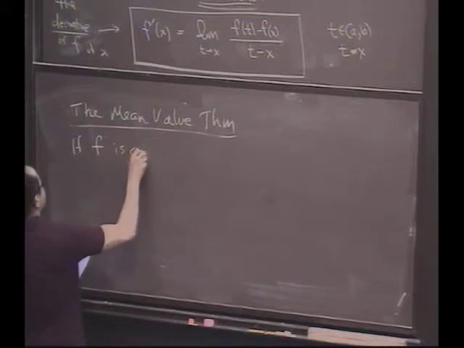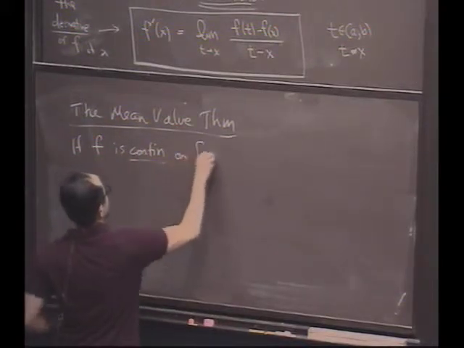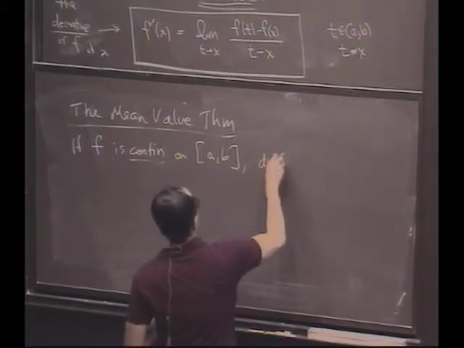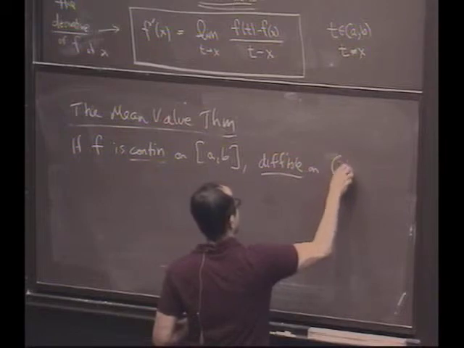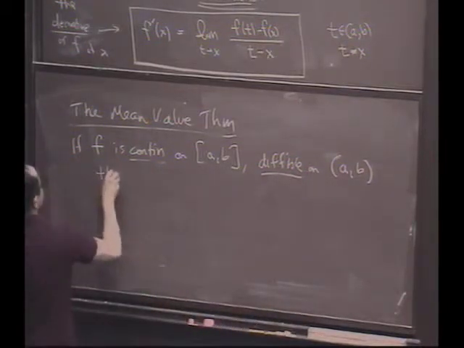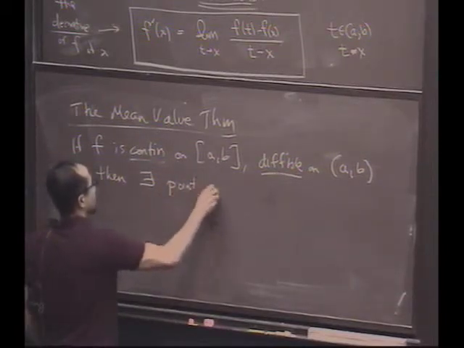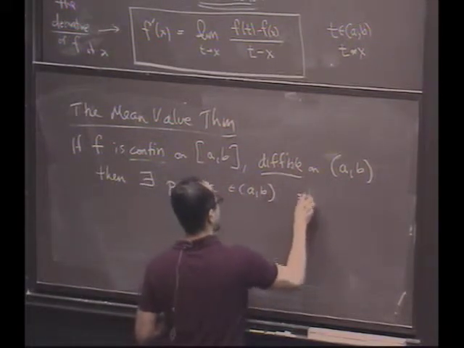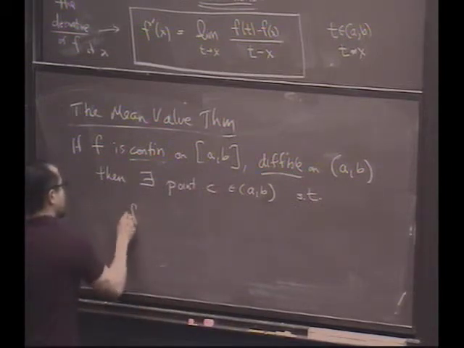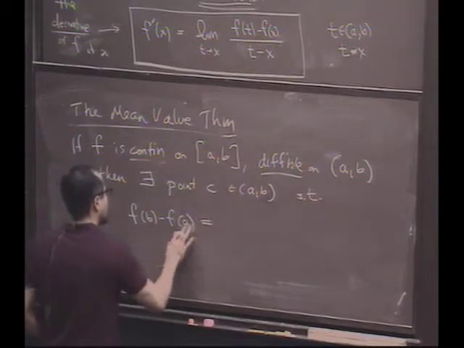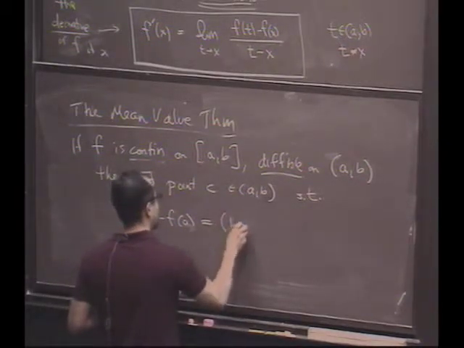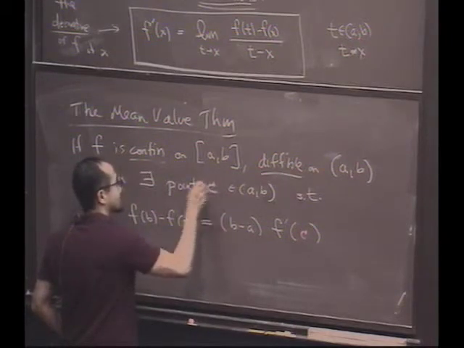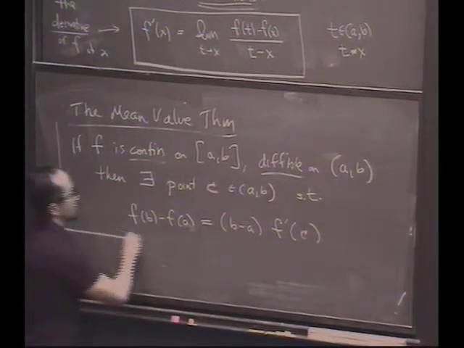So it says if f is continuous on, let's say, some closed interval [a, b] and differentiable on the open interval (a, b), then the claim is there exists some point c inside (a, b) such that f(b) minus f(a) actually is equal to (b minus a) times f prime at this mysterious point c that we claim exists. Okay, this is the mean value theorem.